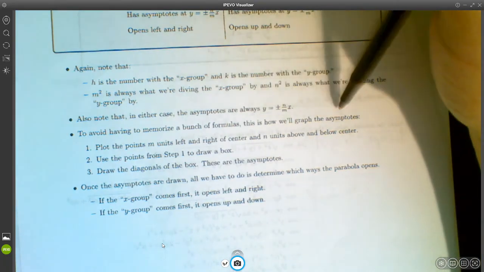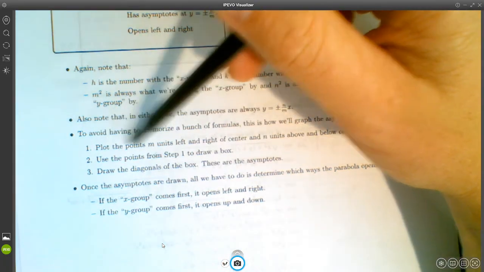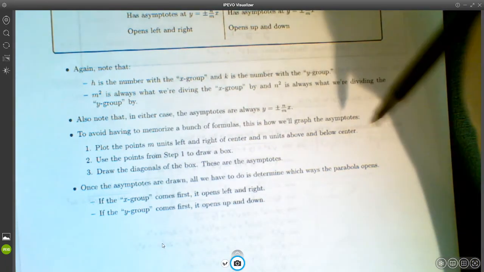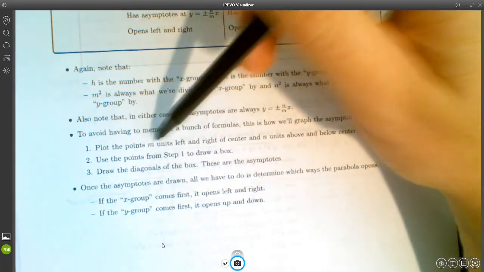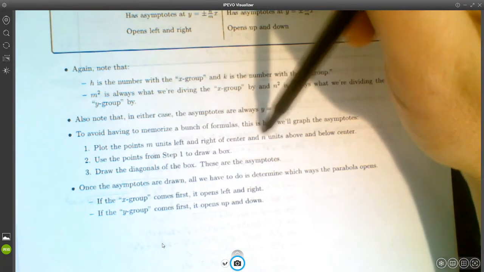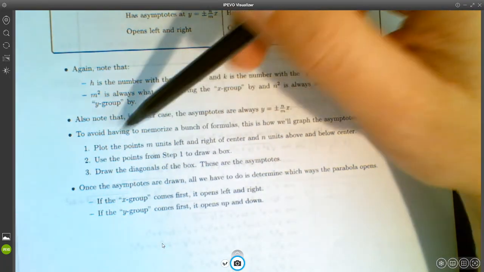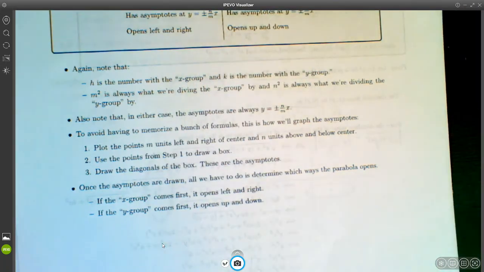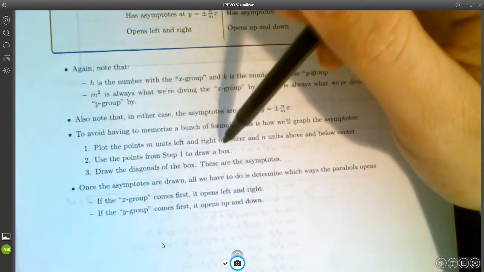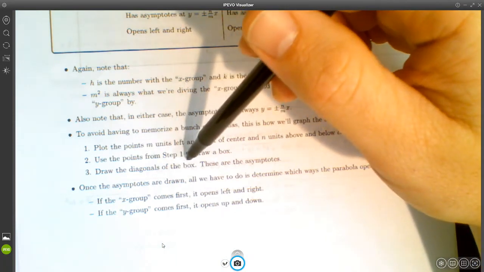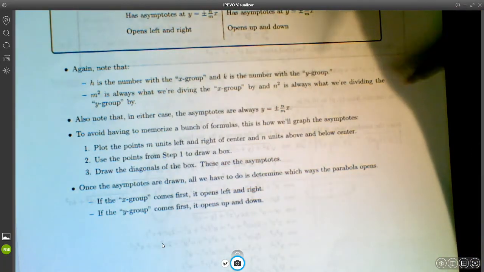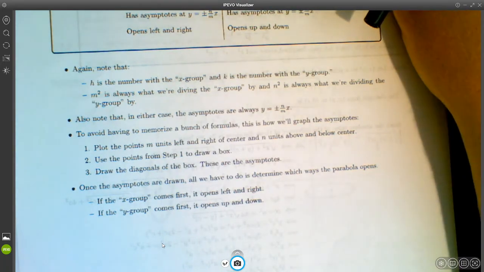So here's how we're going to graph the asymptotes. First, we're going to plot the points m units left and right of center and n units above and below center. Remember, m is what you're dividing your x group by, n is what you're dividing your y group by. And then we'll use the points from step 1 to draw a box. And then we'll draw the diagonals of the box. The diagonals of that box are the asymptotes. So let's practice all of this.